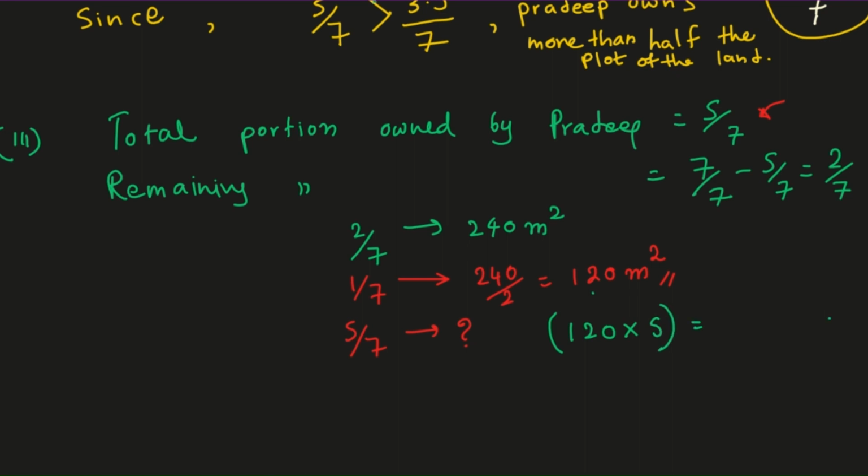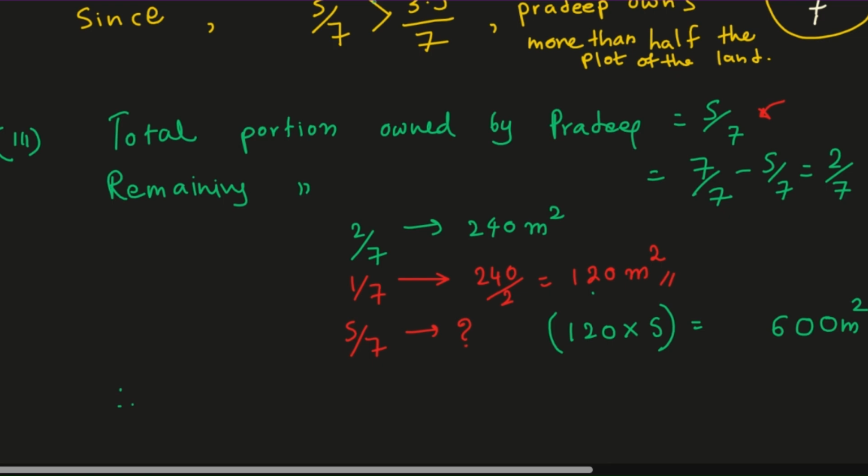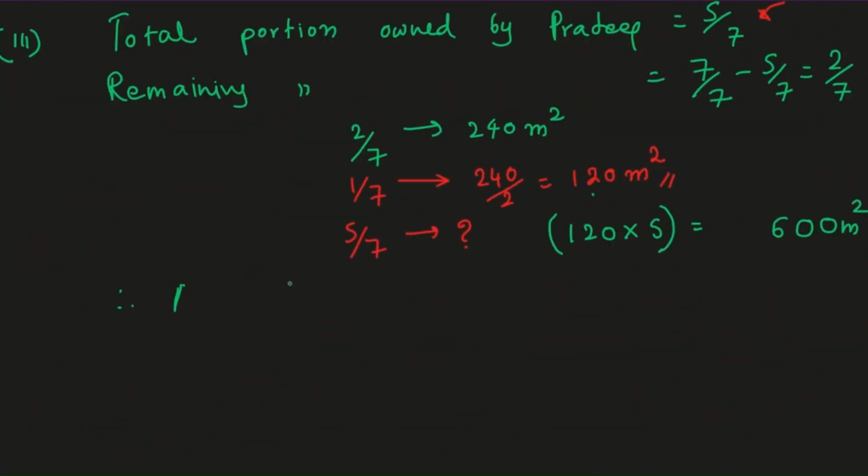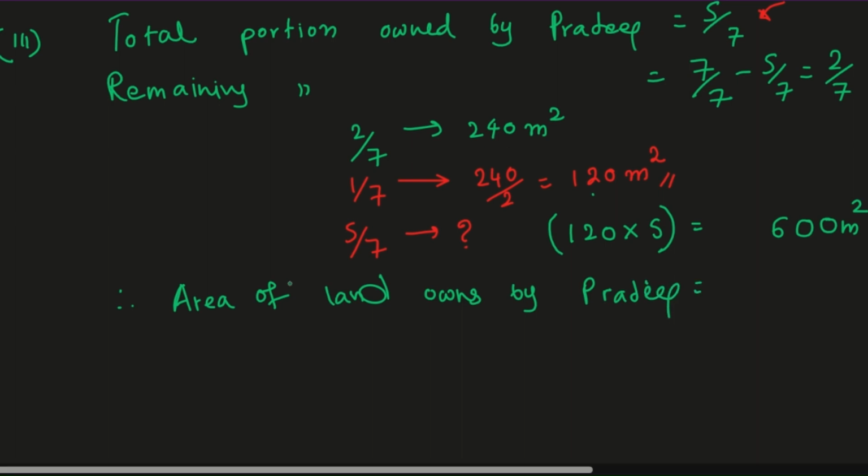So what's the answer, guys? 5 into 0, it's 0. 5 into 2, it's 10. You are putting 0 here. 5 into 1, it's 5. That remaining one, and the answer will be 600 square meters. So because of that, the amount of land owned by Pradeep will be, right, what is the area of land? Area of land owned by Pradeep will be equal to 600 square meters. Great.